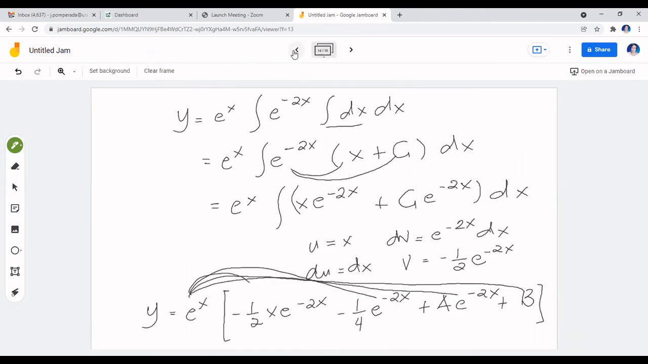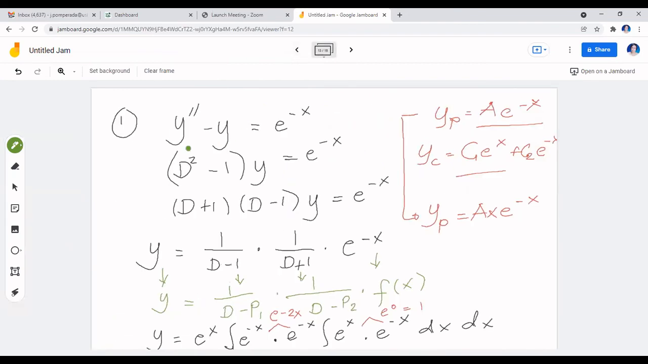If you're going to use the method of undetermined coefficients purely in this DE, the form of the particular solution based on the g of x here is a e raised to minus x, right? And based on the roots of your characteristic equation, your complementary solution would be c sub 1 e raised to x plus c sub 2 e raised to minus x, based on the two roots here, negative 1 and positive 1.